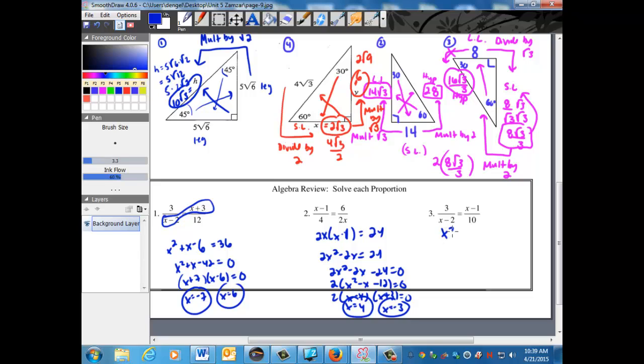Alright, then on this problem we're going to get x squared minus 3x plus 2 is equal to 30. X squared minus 3x minus 28 is equal to 0. X minus 7. X plus 4 is equal to 0, which means x equals 7.